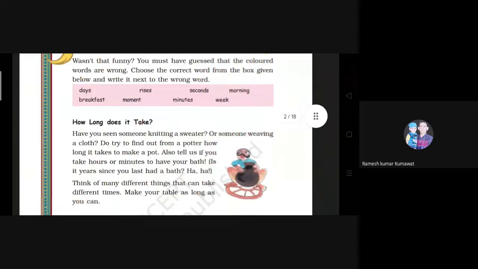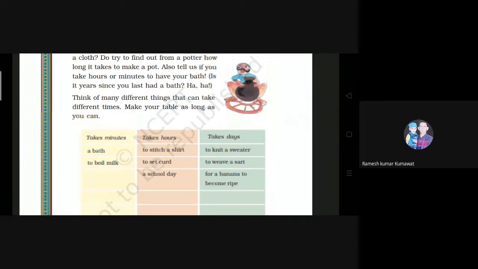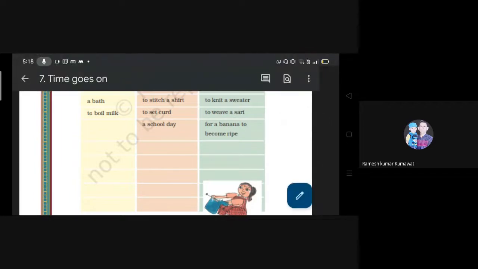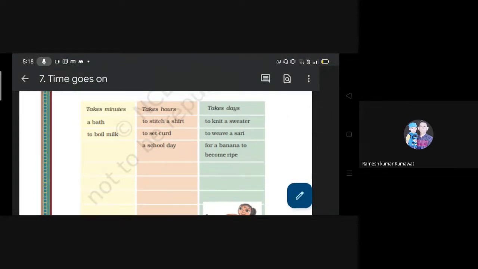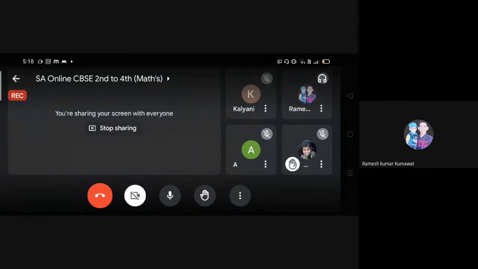How long does it take? Have you seen someone knitting a sweater or someone weaving a cloth? Do try to find out from a potter how long it takes to make a pot. Also tell us if you take hours or minutes to have your bath. Is it years since you last had a bath? Haha. Think of many different things that can take many different times. Make your table as long as you can. Okay, tell me, to take a bath, how much time do you need? About minutes, right? Some minutes we require, na? Tell me, to take a bath, do you need a week or a whole year?